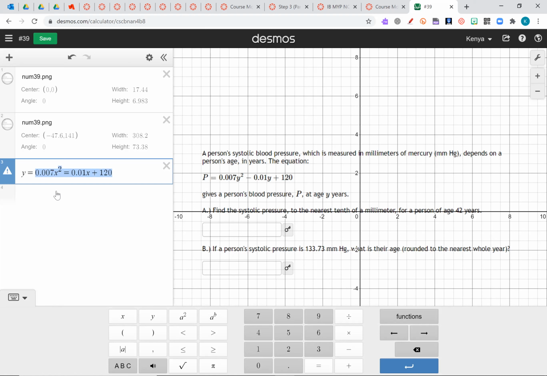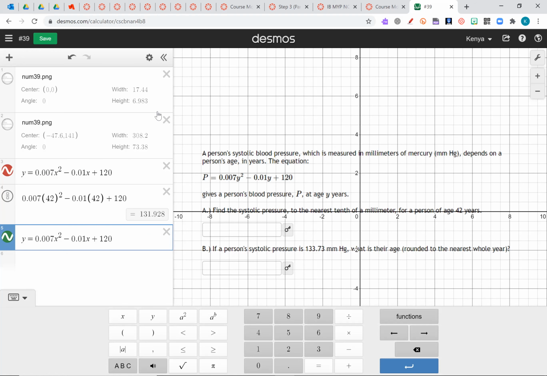So everywhere we see an x, we are going to type in 42 to find our answer, to find our blood pressure. And as you can see, our answer is 131.928.